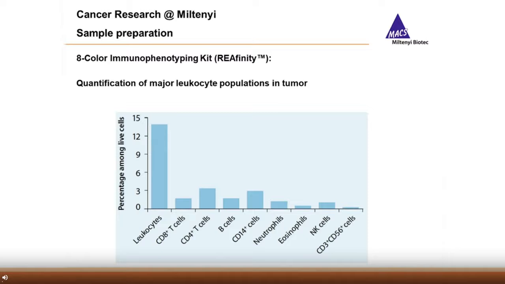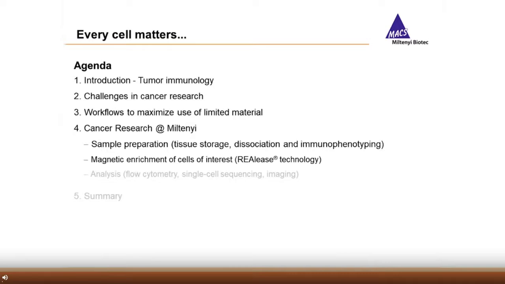We can then quantify the frequency of the major leukocyte populations in the tumor, and it becomes quite obvious that the frequencies of each of the individual populations is quite low. Because these cells are so often found in low frequencies, we developed new reagents for the magnetic isolation of T cells specifically from the tumor based on the new REAlease technology.